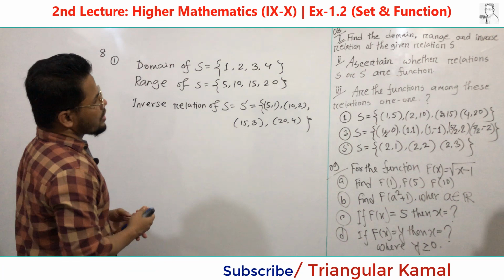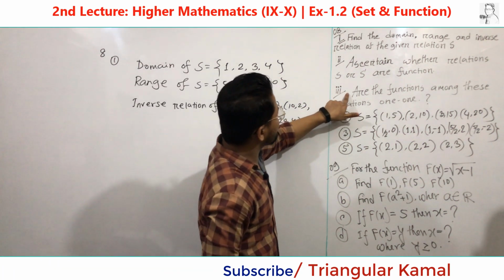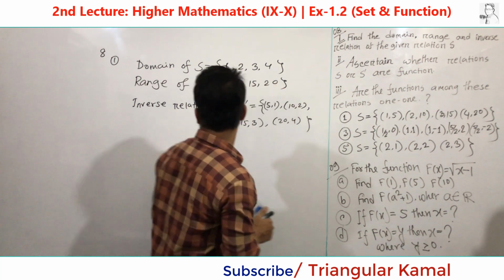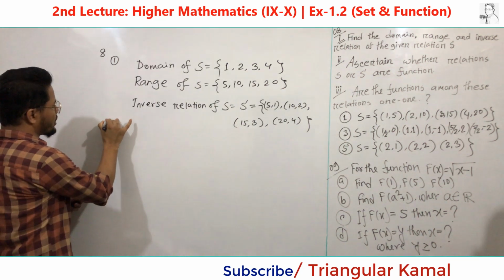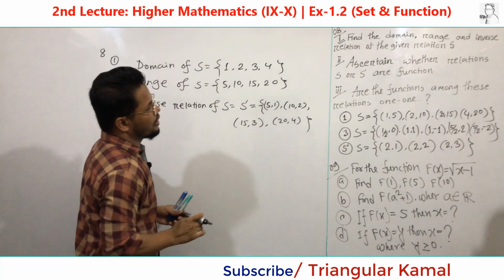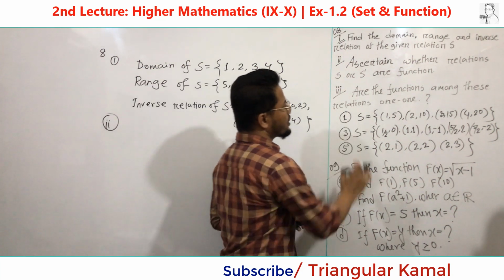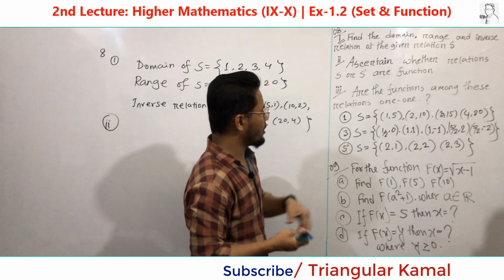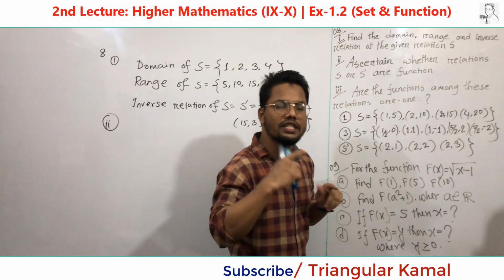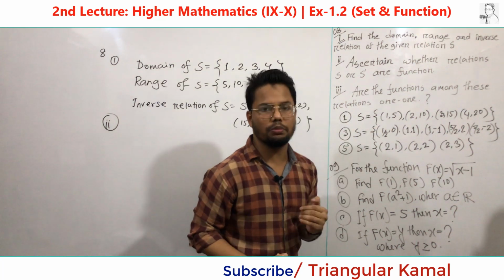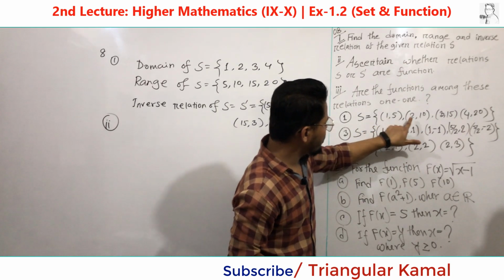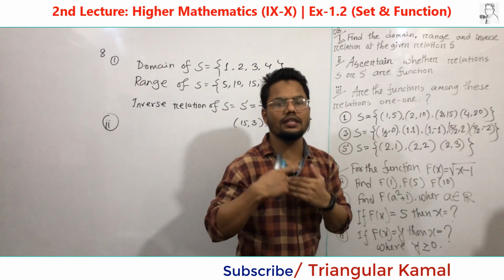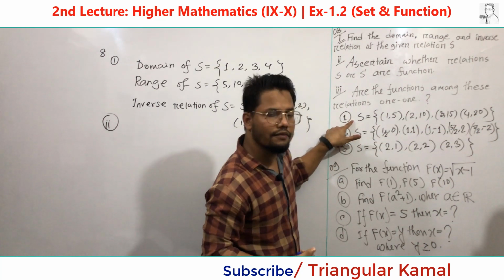Now the second requirement, number 2: ascertain whether the relations S or S prime are functions. The first is done, and now for the second, give attention to the condition for S being a function or not. In the last class we said that when we see repeating elements in the domain, then the relation will not be a function. Here the domain is 1, 2, 3, 4. There is no repeating term. All are distinct elements, so this one is a function.